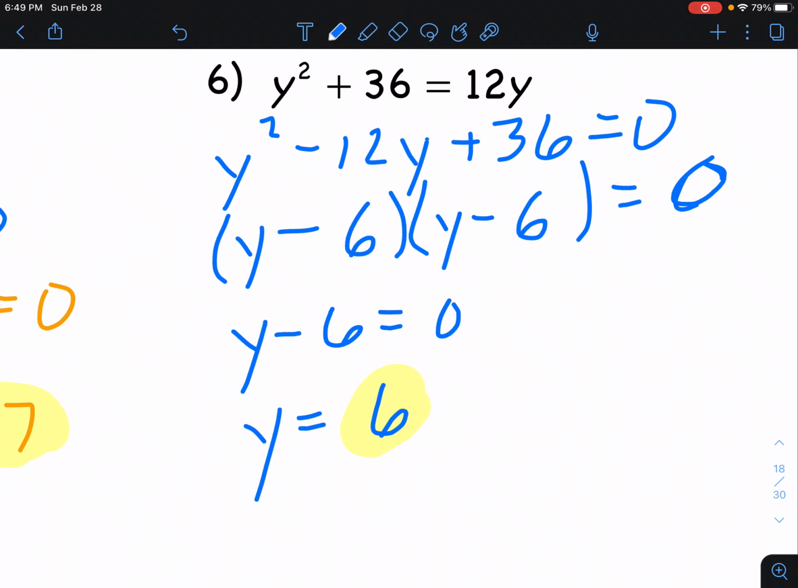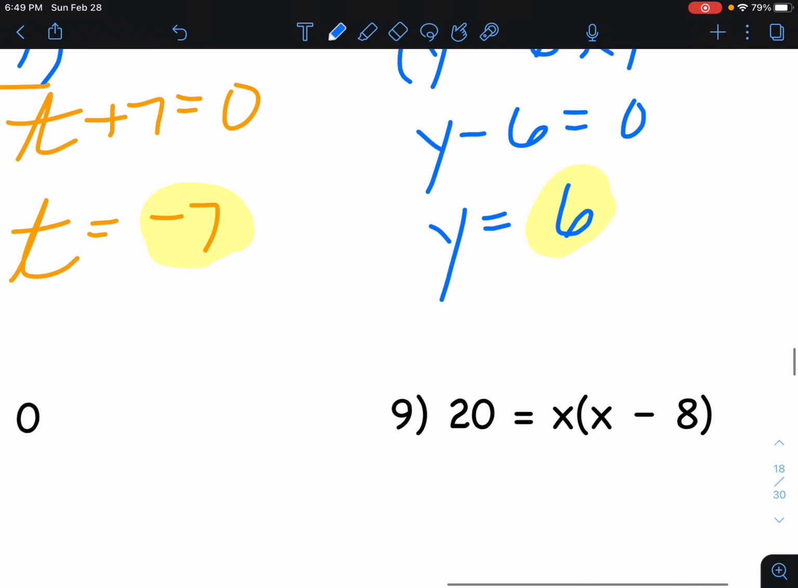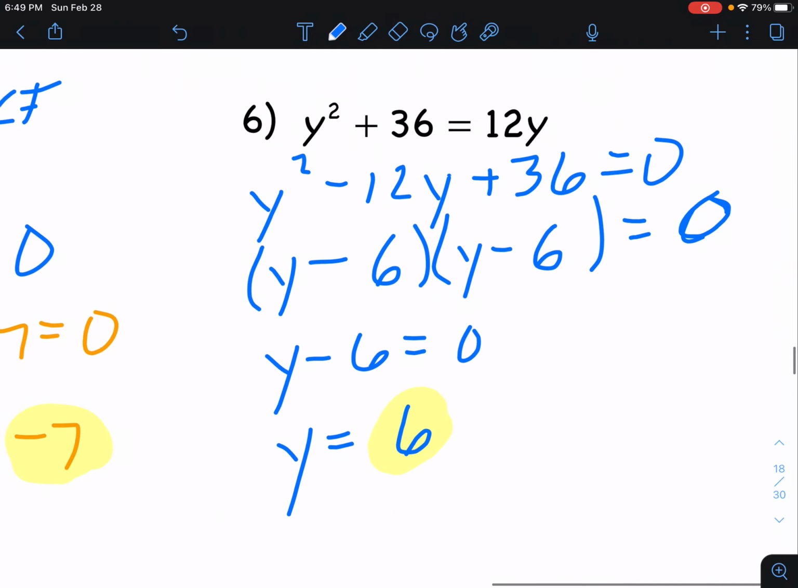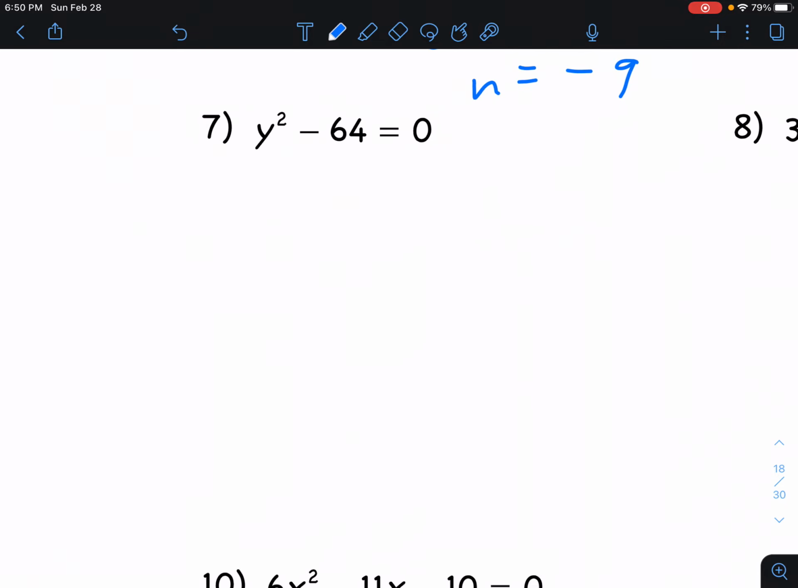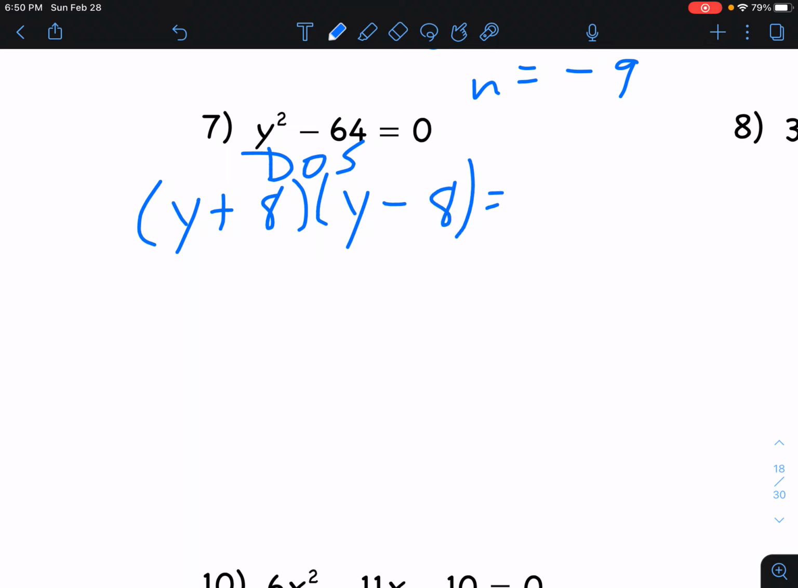So as I said earlier, you can get up to 2 answers when you see an exponent of 2. Number 7, if I'm solving this and I'm factoring, it is set equal to 0, that's good. This is easy to factor. That's a difference of squares. So that would be y plus 8 and y minus 8. By now, you guys should be absolute pros at factoring just difference of squares.